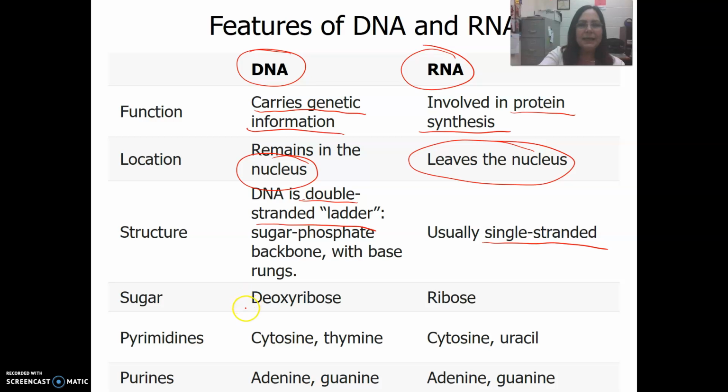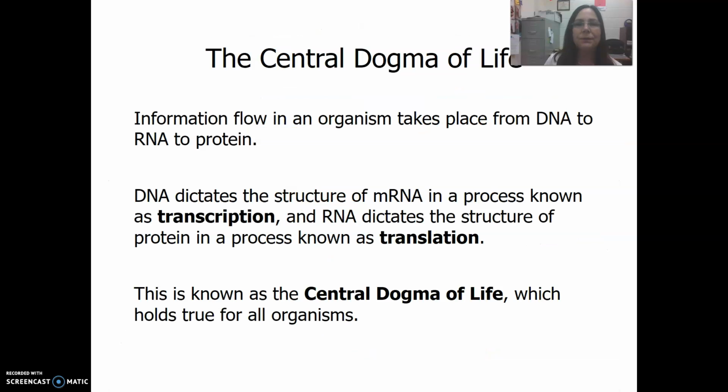The sugar in DNA is deoxyribose. In RNA, it's ribose. The pyrimidines are cytosine and thymine in DNA, and they are cytosine and uracil in RNA. But the purines are the same in both, adenine and guanine. And remember, the pyrimidines have a single ring structure, and the purines have a double ring structure.